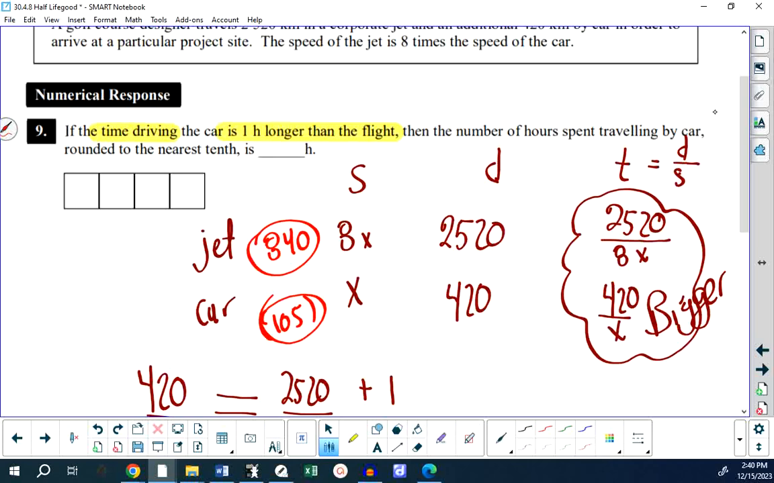It says how many hours are spent in the car. So you can either use speed equals distance over time with that value of x, or, you know what we could have done? You could have just put 105 in here. And if it said how many hours is spent in the plane, you'd put 105 here. So 420 divided by 105, it happens to be 4, I think. Is that okay? Okay. Other questions?